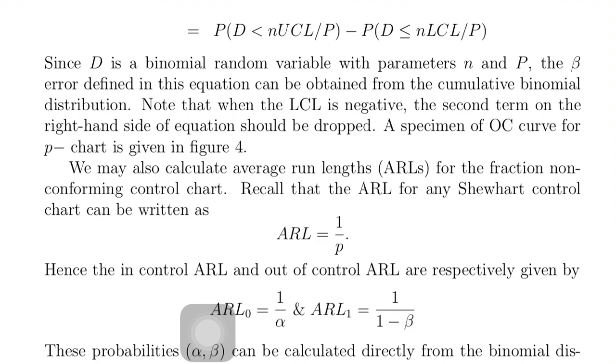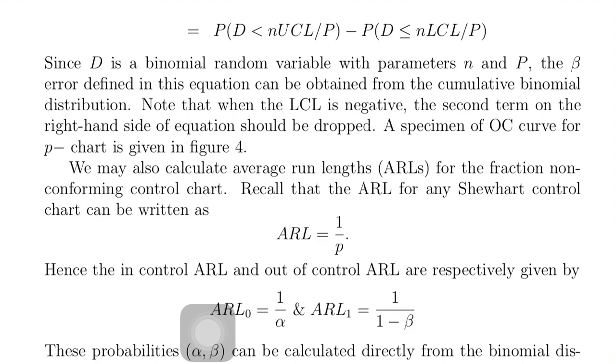Okay, the average. That is why ARL is defined as the average number of sample points which plots between UCL and LCL before a point goes out of control. That is, one point comes above UCL or below LCL.